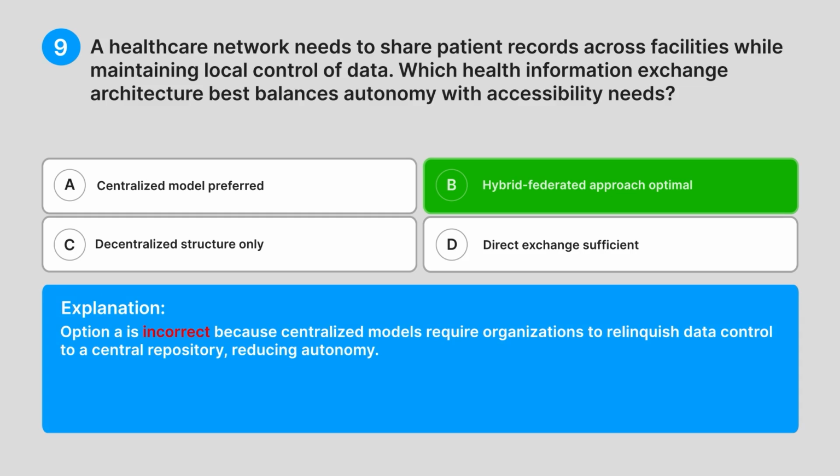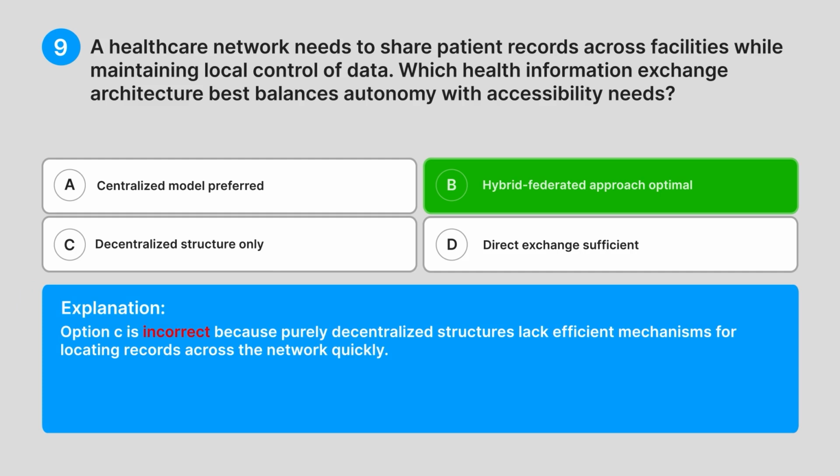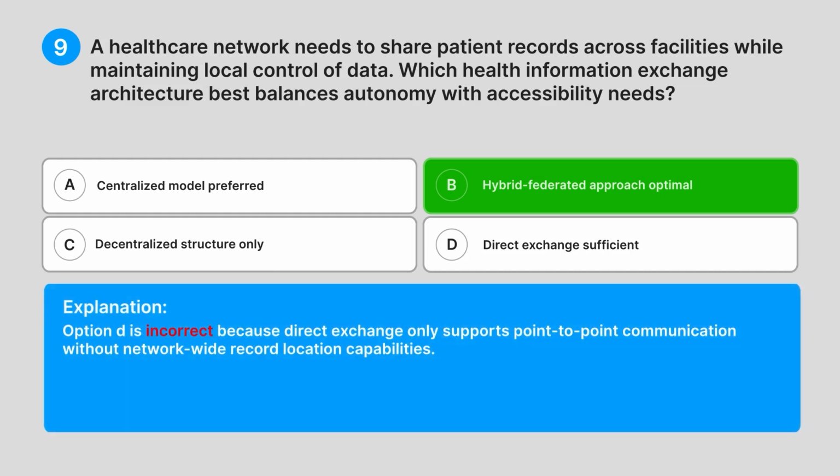Option A is incorrect because centralized models require organizations to relinquish data control to a central repository, reducing autonomy. Option C is incorrect because purely decentralized structures lack efficient mechanisms for locating records across the network quickly. Option D is incorrect because direct exchange only supports point-to-point communication without network-wide record location capabilities.